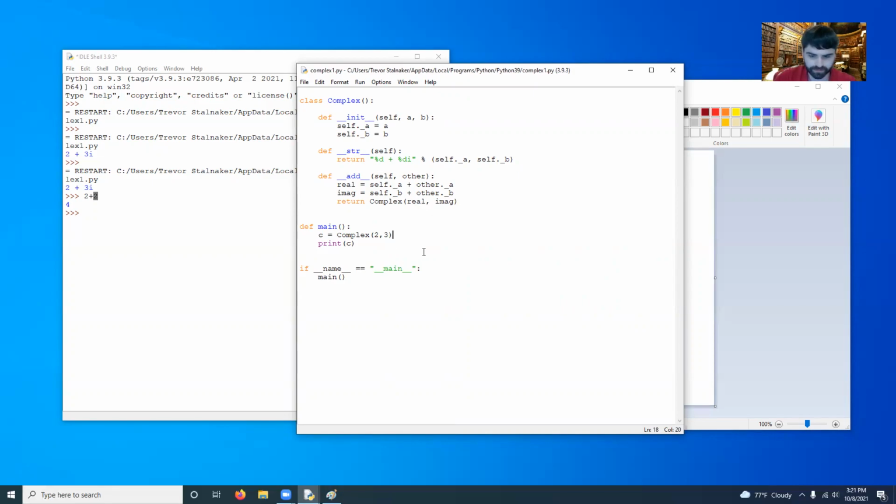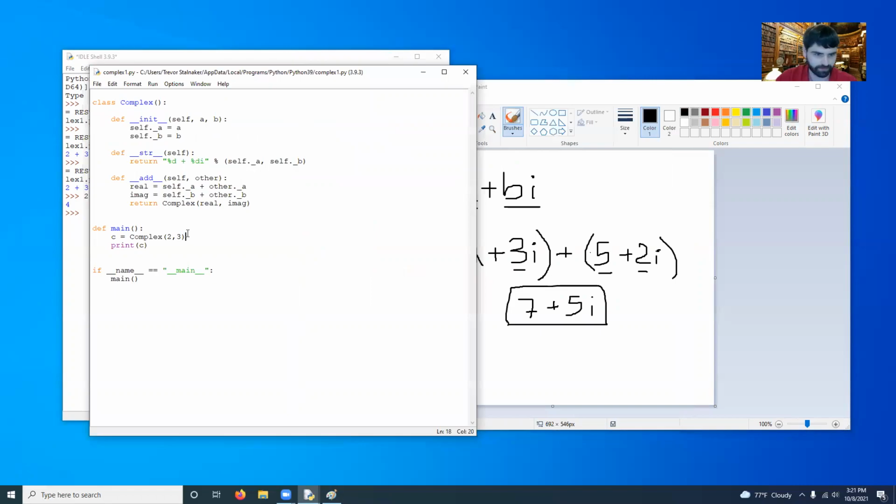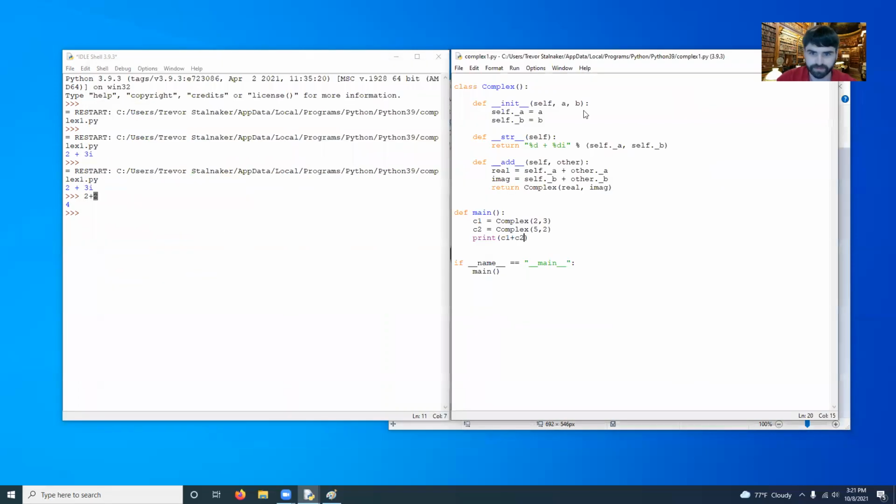So let's create a short little test to see if we can get this to work. So 5 plus 2 is what we did there. So rename this c1. c2 is going to equal complex 5 and 2. c1 plus c2. All right, fingers crossed. Let's see if we did this right.